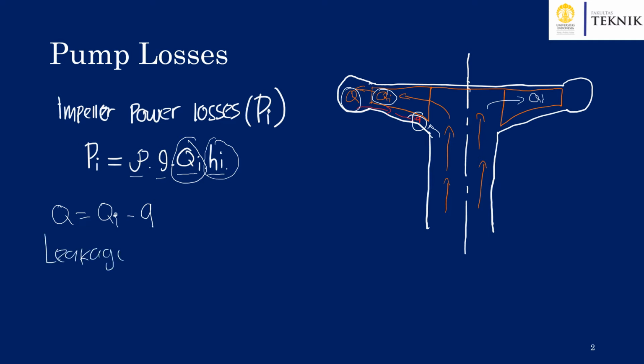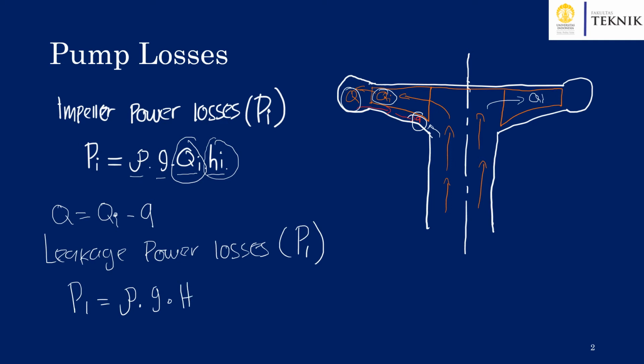So the losses due to the leakage, or leakage power losses, we can write down as PL, and it is equal to density, gravity, HI, and small q, due to the recirculation inside the impeller casing. So the capital HI is the total head across the impeller.